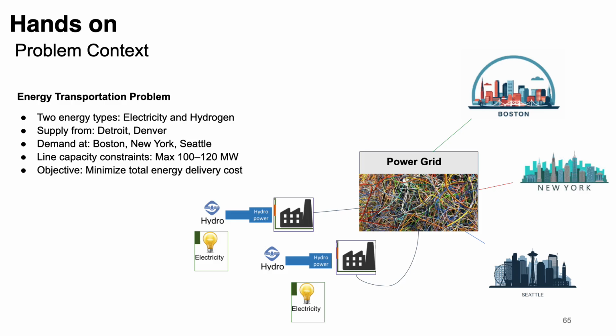Let's define the context for a hands-on problem. We are managing an energy transportation problem across a national grid. We are dealing with 2 distinct energy types simultaneously, electricity and hydrogen. Our supply originates from 2 nodes, Detroit and Denver. We must meet the energy demand at three specific destination cities: Boston, New York, and Seattle.